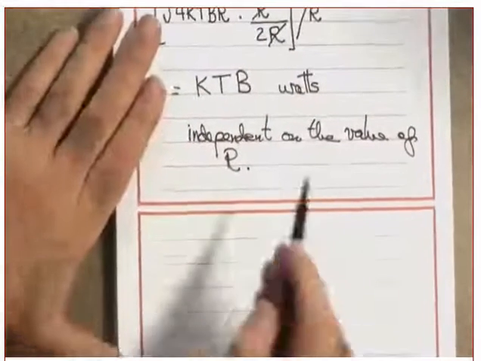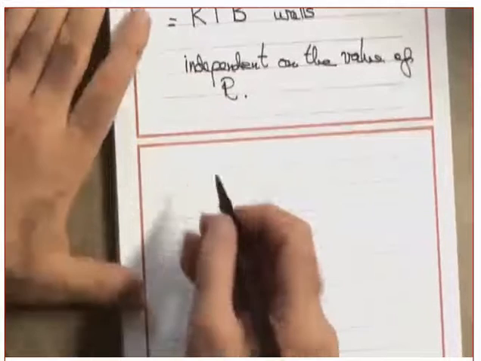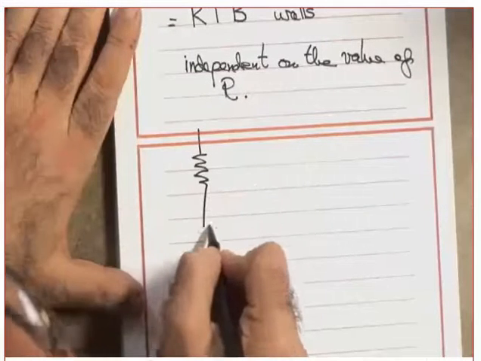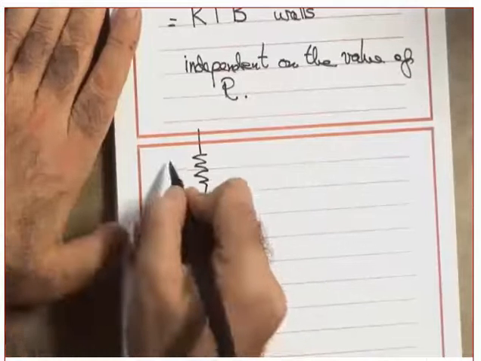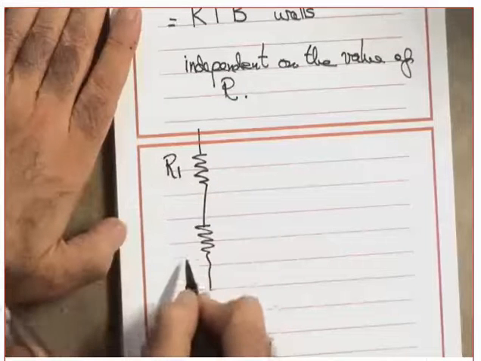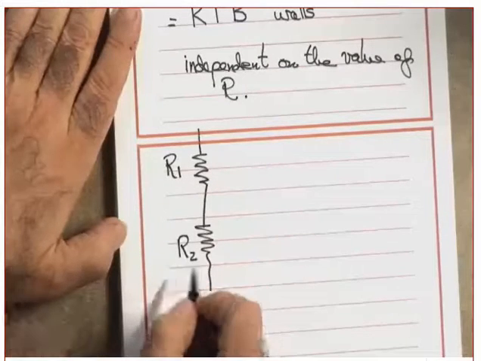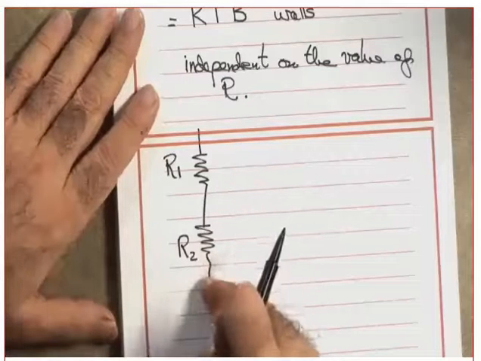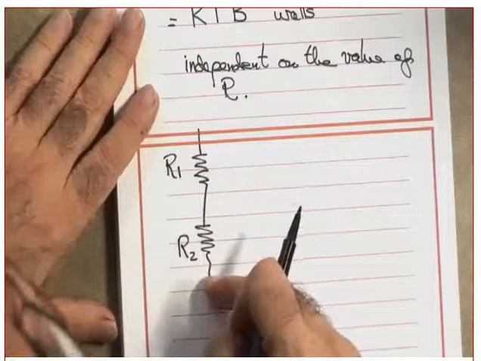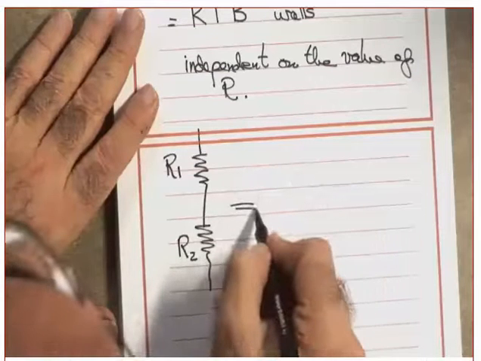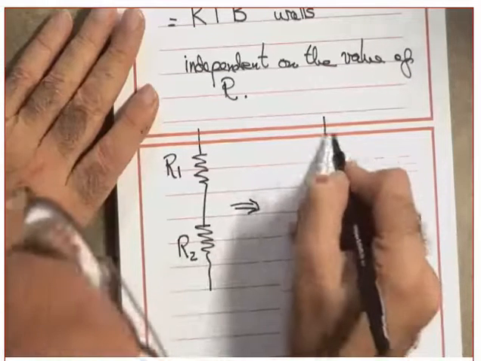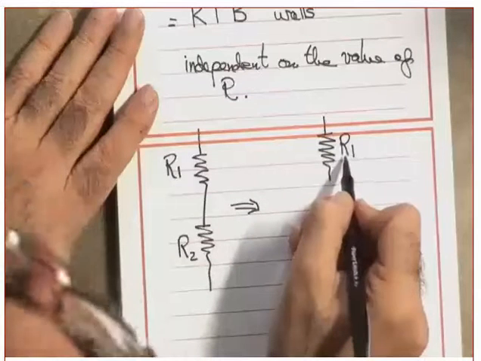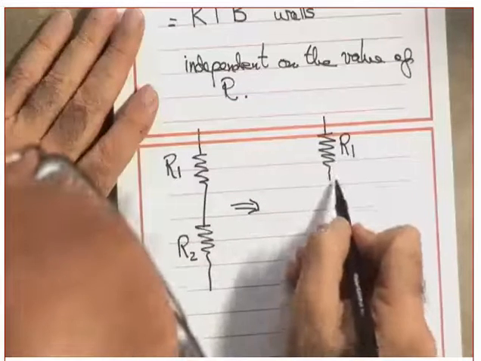Okay, let me ask you another question before we get to the bandwidth. I have two resistances in series. This is R1 and this is R2. Two resistances in series. Both of them introduce noise. Yes? What is the model? How do I model them? Look how I modeled them. R1, which is noiseless, in series with a noise source.